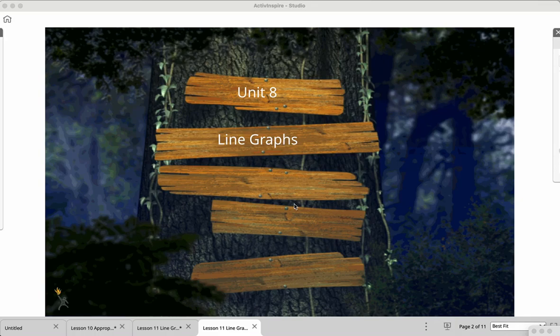Take a look at our next and last type of graph we're going to talk about. Let's do a quick review on the types of graphs we talked about. We talked about a line plot, a histogram, and a box plot. Today, we're going to talk about line graphs.